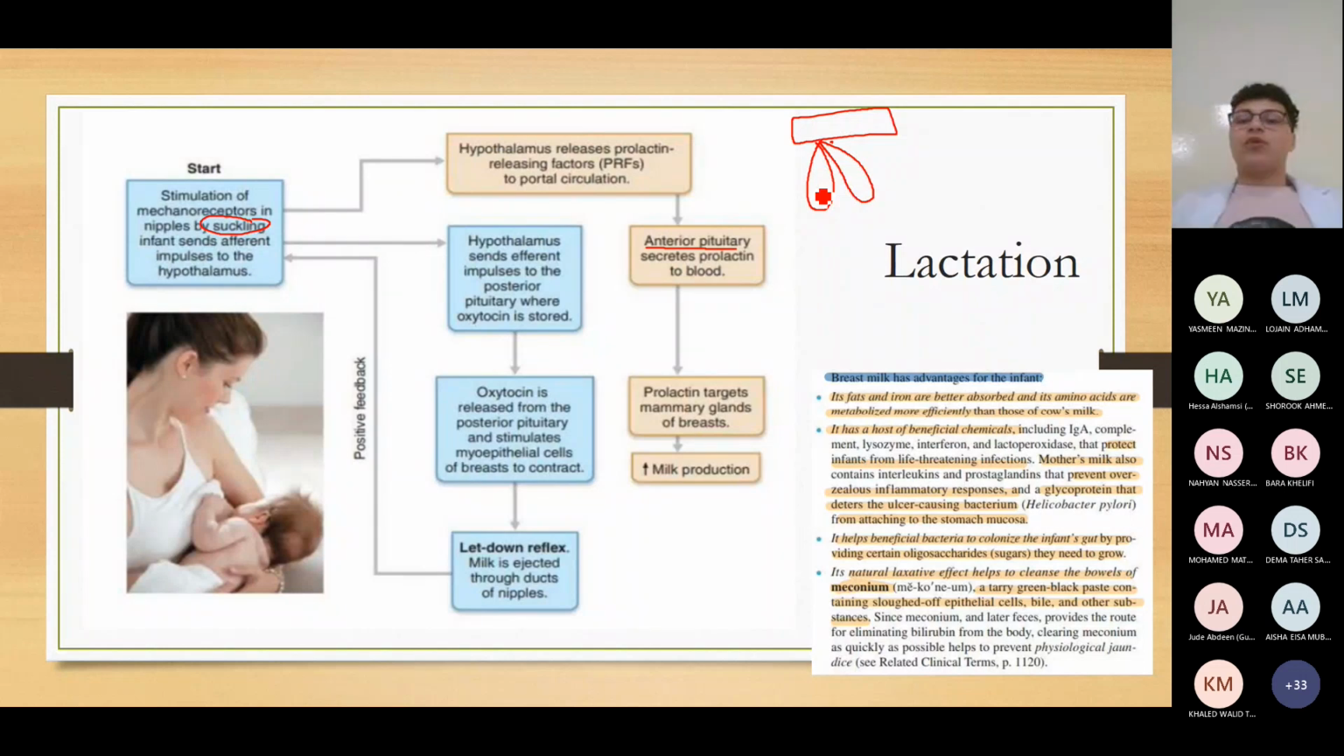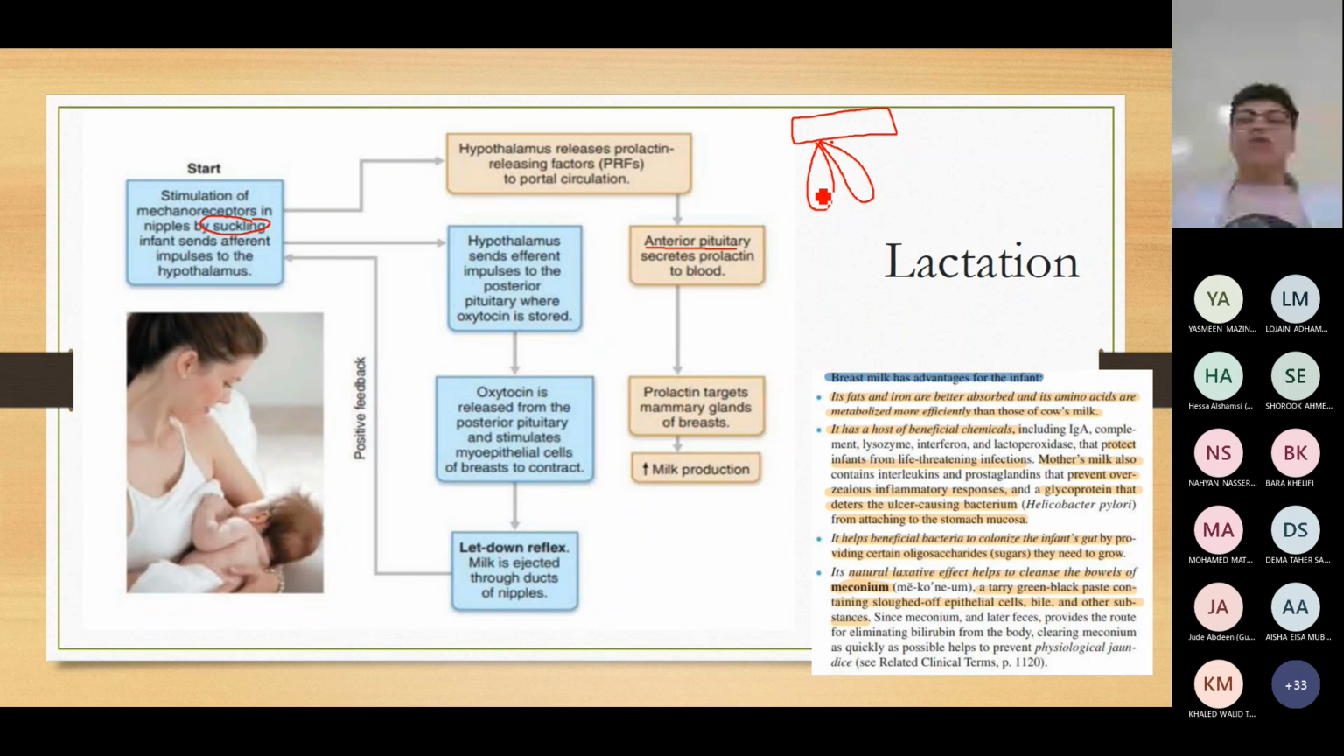What's the function of prolactin? The prolactin is going to go to the breast, obviously, to the mammary gland of the breast. What's the function of prolactin? Prolactin's main function is to produce the milk. Okay, the milk is produced. Prolactin function is what? To produce the milk. The milk is produced, but the milk is not ejected.